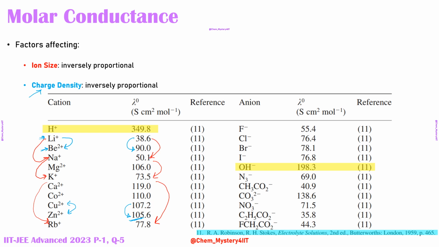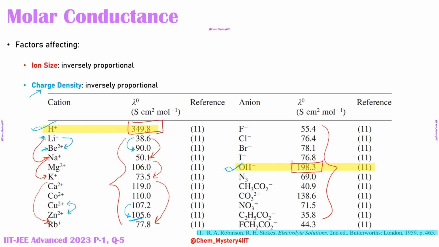And coming back to the discussion of the two points we have taken, one is about the hydrogen ion and one is about the OH minus ion. We can see the H plus ion's conductance is far greater in comparison to the rest of the cations we have here, and in the very same way, the conductance of the hydroxide ion is far greater in comparison to the rest of the other ions given in the table.